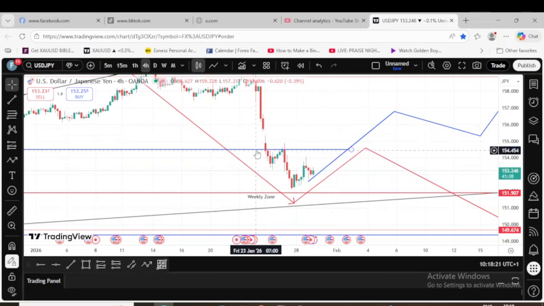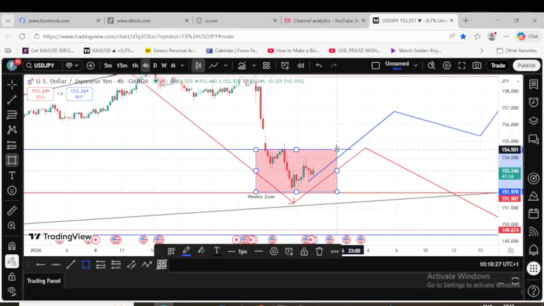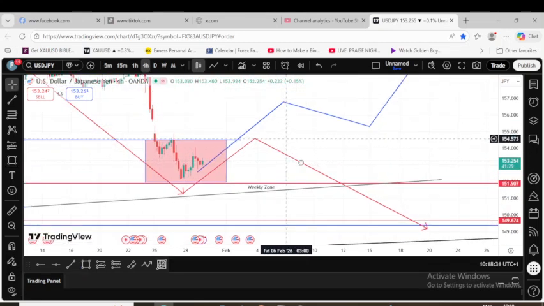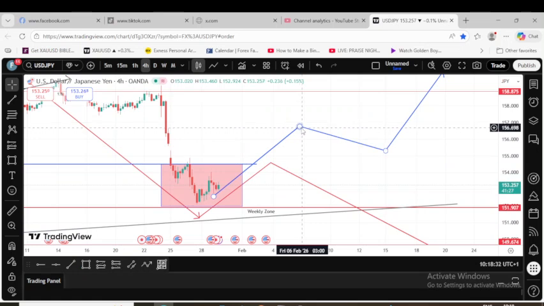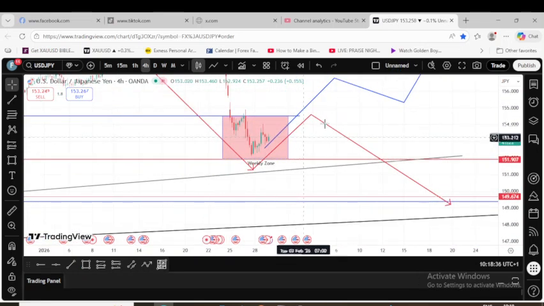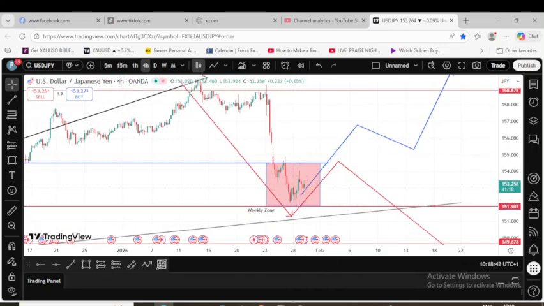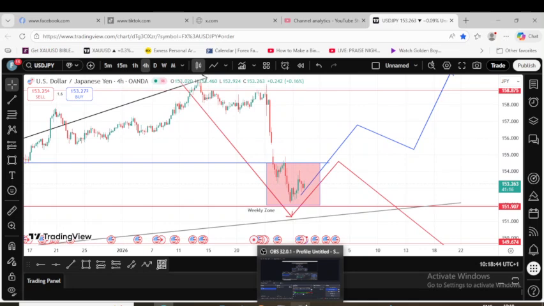So let's highlight this zone, this zone that market price is currently at. Price can either, from this zone, go into a bullish move or continue the bearish move due to the break of structure. So the specific direction of price remains to be seen at this point. So we'll have to go back and do analysis to find out.